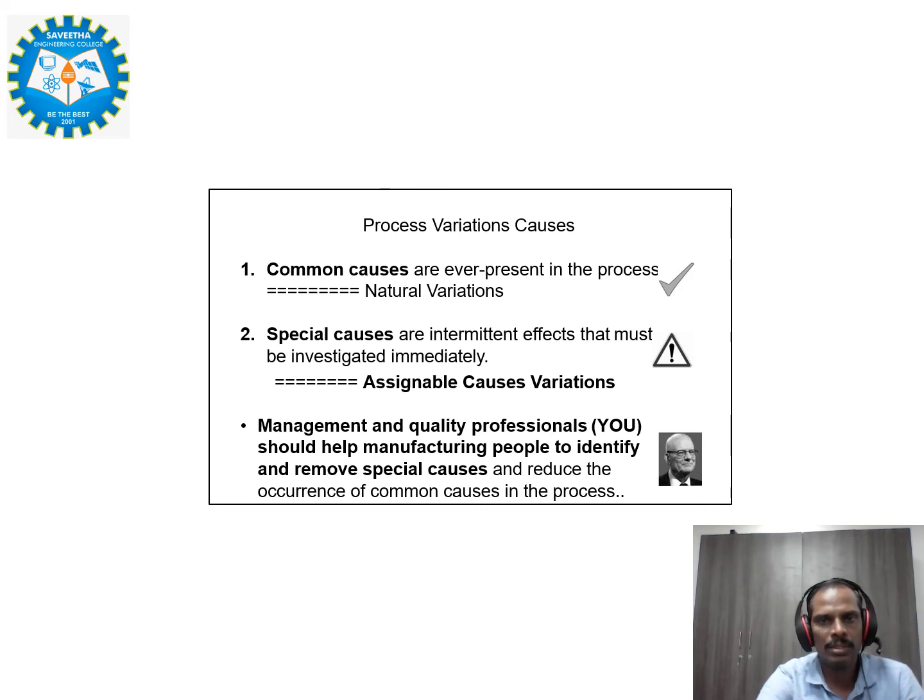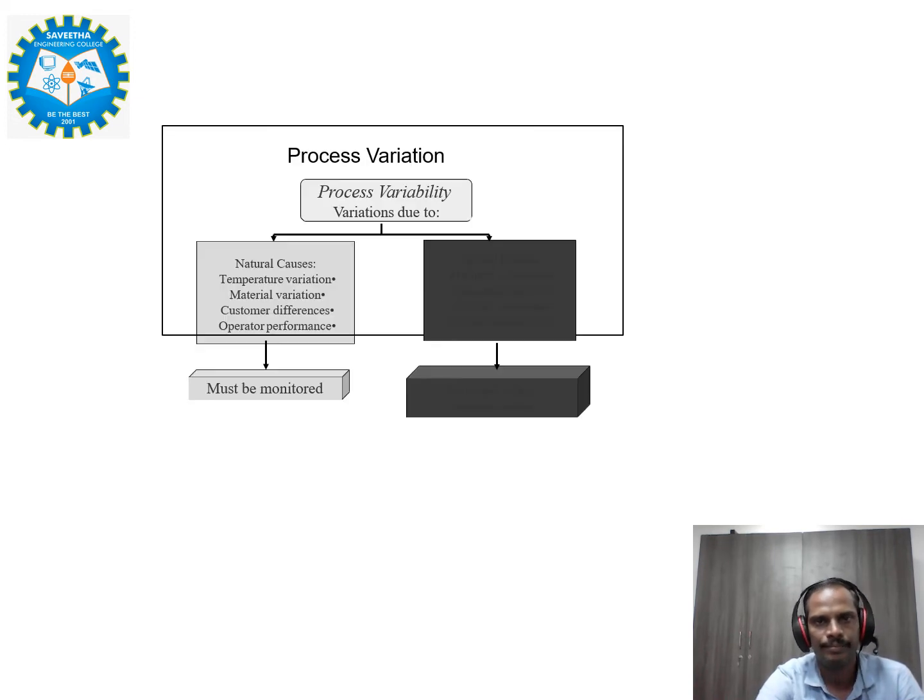And the process variation causes are divided into two types. One is common causes, and the other is special causes. Common causes are ever present in the process, or naturally occurring process variations. This is called common causes. Special causes are the effects that must be investigated immediately. In a particular section or a particular place, the special causes will happen, so that will be identified.